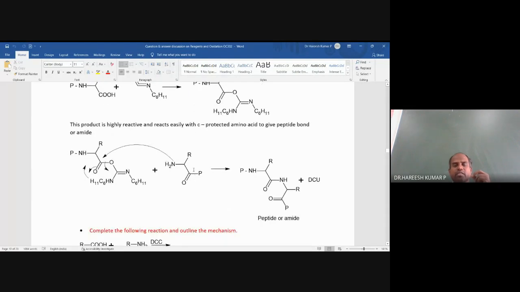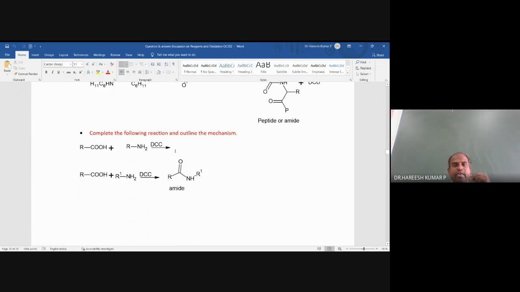The O-acyl intermediate reacts with a C protected amino acid. Here the C group of the amino acid is protected. C protection may be a benzyl group, which is the best one. Then what will happen? The lone pair present on this nitrogen will react with the acyl carbon, and this bond pair is coming over here. This bond pair picks up a proton. So that is how DCU is the product and a peptide or amide is obtained. So this is for the 5 marks question: how do you get a peptide? Explain with the mechanism, by using DCC as a reagent.